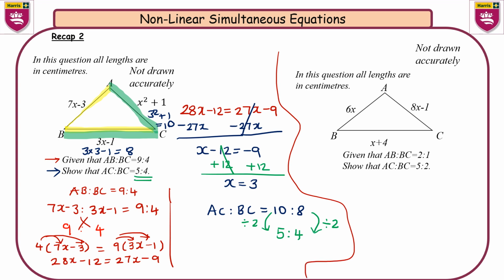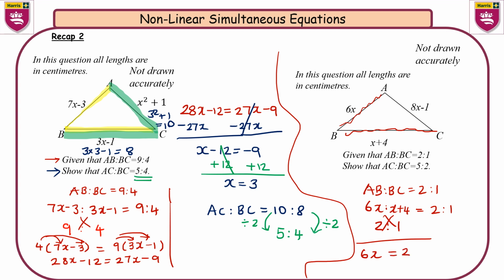Now, AB to EC is 2 to 1. AB to BC is 2 to 1. So if I write down AB to BC is 2 to 1, AB is 6x, BC is x plus 4, and that is equal to 2 to 1. We mentioned that we are going to stack them up, so that means we're just going to write it down like this. Cross multiplication will give you 1 times 6x is 6x, 2 times x plus 4 is going to be 2 times x, 2 times 4. You need to expand the bracket, so you're going to end up with 6x is equal to 2x plus 8.